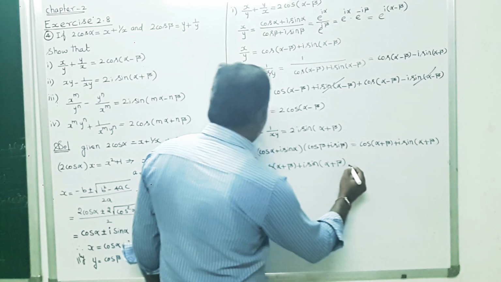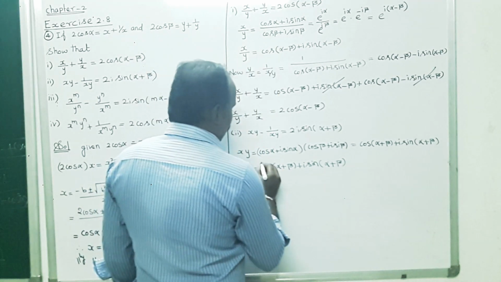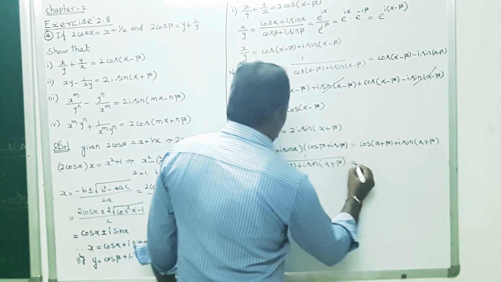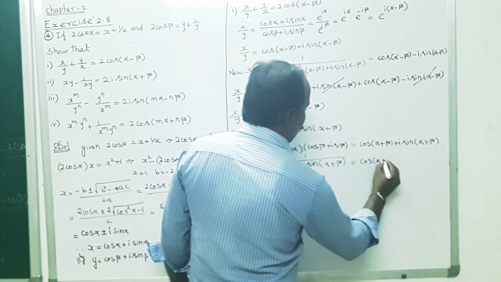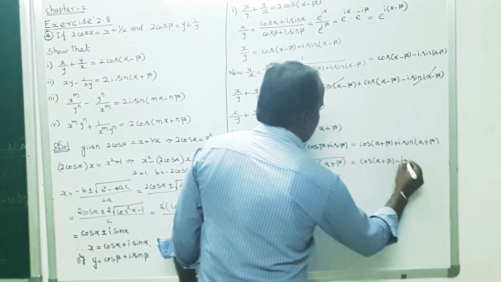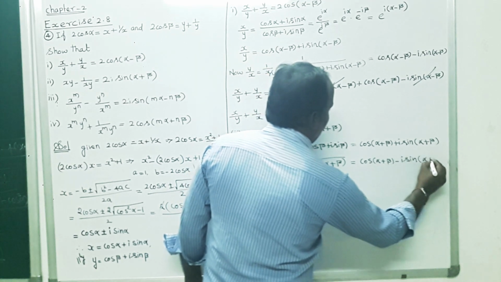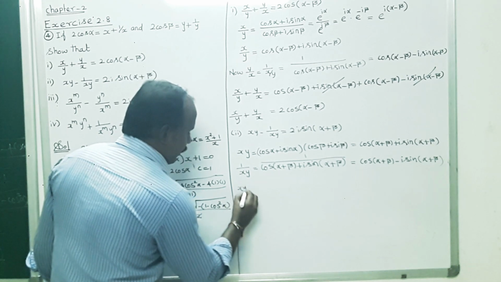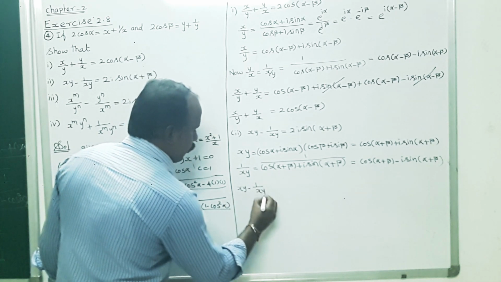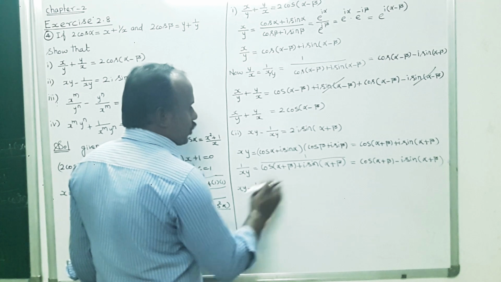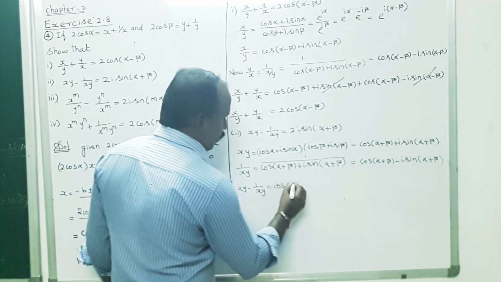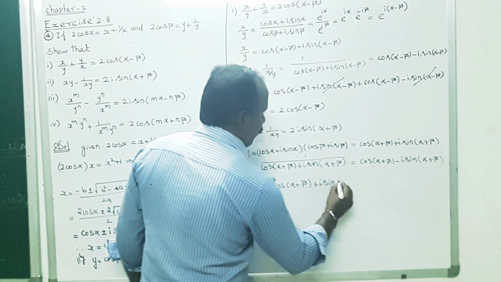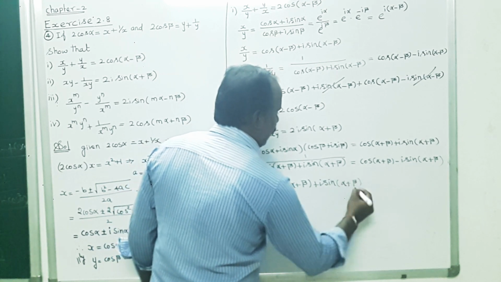Next one, the 1 divided by this one, 1 divided by y, is going to the numerator, equal to cos of alpha plus beta minus i sin of alpha plus beta. So next, xy minus 1 by xy, that is equal to xy, which is cos of alpha plus beta plus i sin of alpha plus beta.